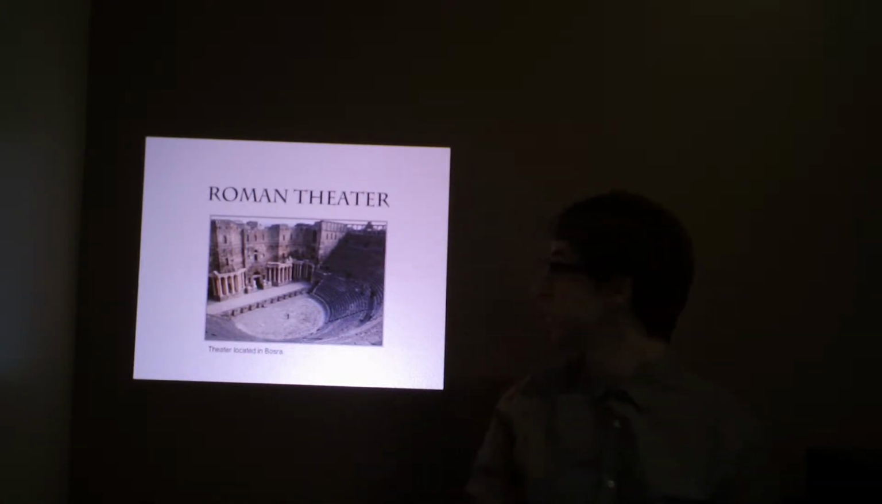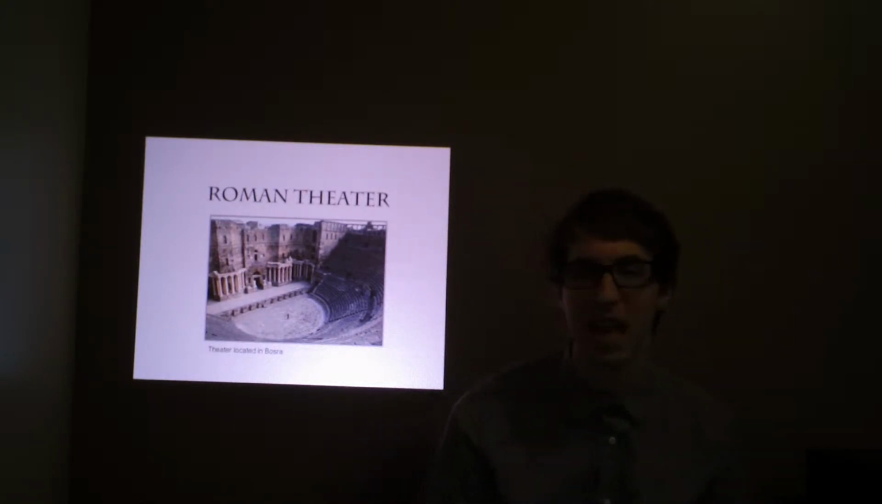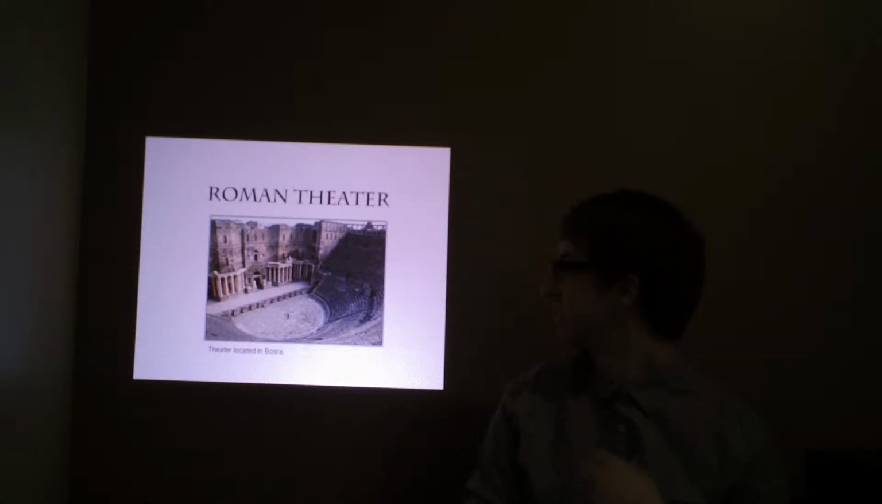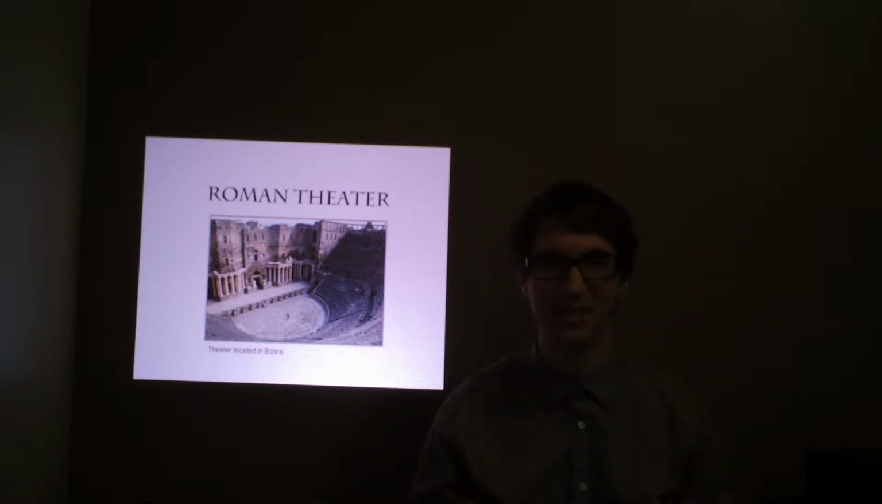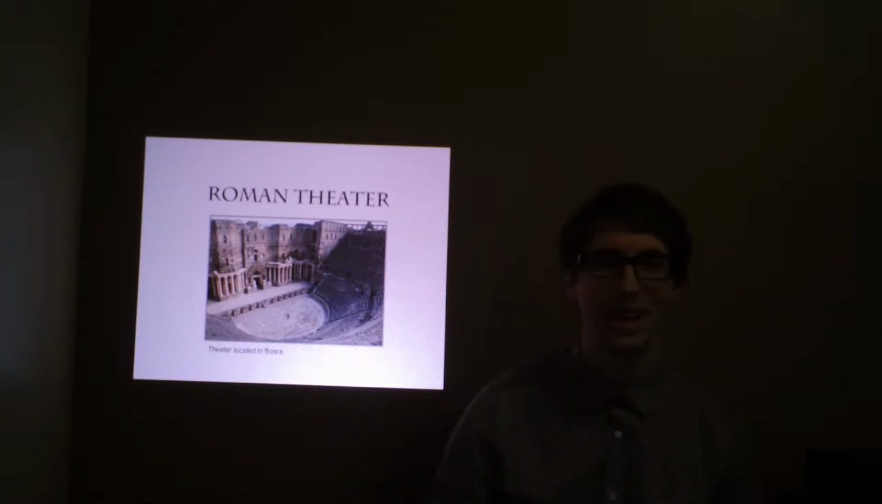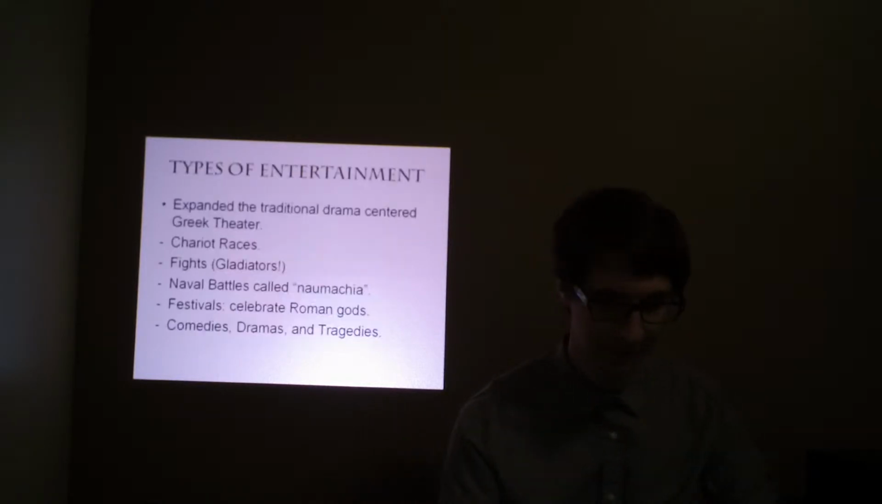In this first image we have a theater located in Basra. I use this image because it's fairly representative of what an amphitheater in Rome would be like. We will get into amphitheaters a little later on in the lesson, but this is a good start for you guys to get a feel for what it would be like, a feel for the size of it, and the sheer, extreme and epic proportions of the Roman theater.